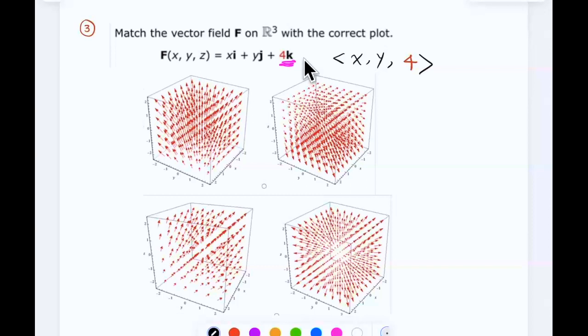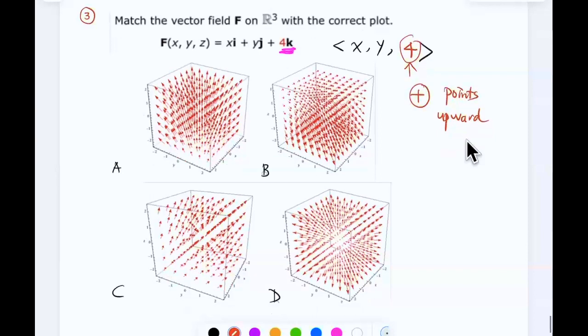B and D. B and D will roll out. Okay, let me put A, B, C, D. Okay, let's see. Because this component here is positive 4, when it's positive, that means it has to point upward instead of downward. So if you see any one of them has an arrow pointing downward, then you can eliminate them, right?